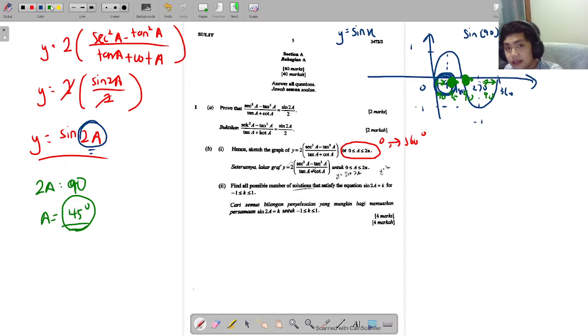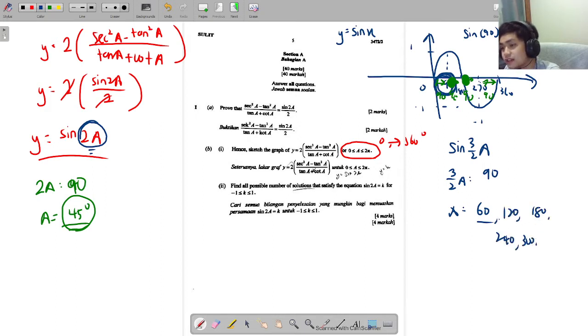So assuming that, let's say I give you a graph of sine 3 over 2 a, I can very simply just put 3 over 2 a equals 90, and from there I know that a is 60. So my interval is 60, 120, 180, 240, 300, 360, and so on and so forth, right? So this method is actually very useful to find the intervals. Since I know the interval is 45, therefore I can actually plot my graph.